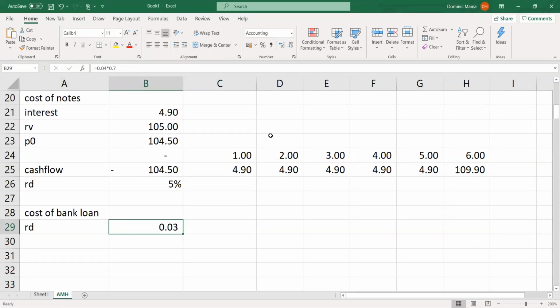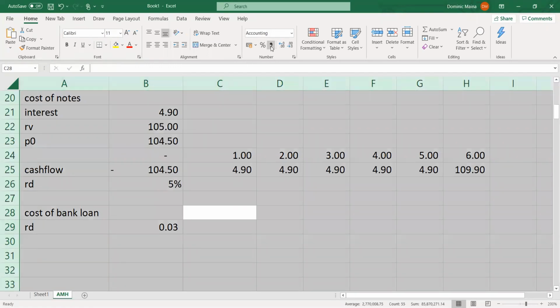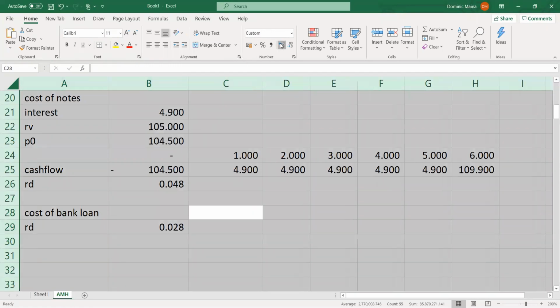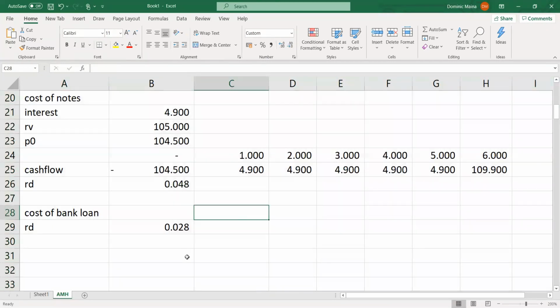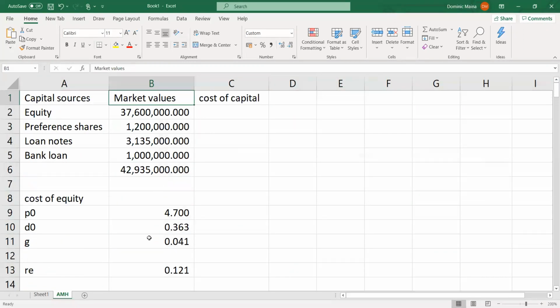If I was to change these figures, it should give 2.8%. So let me change all these figures, and you can see more or less, you get 2.8%. That will be the cost of the bank loan. That is 4% times 1 minus 0.3. Okay, we have done that.